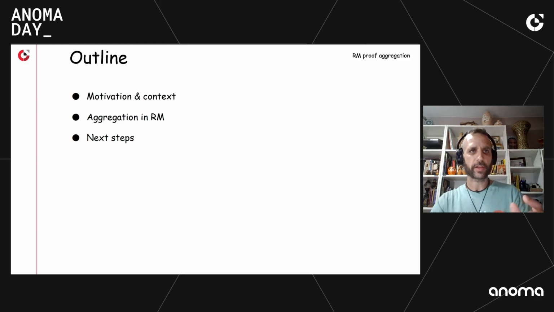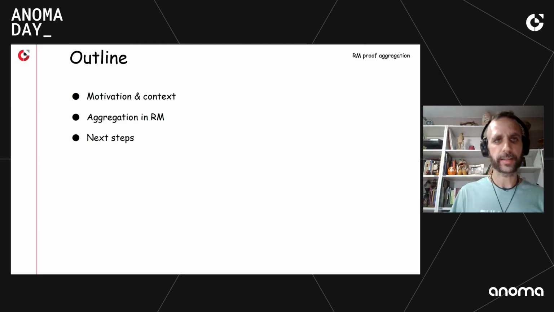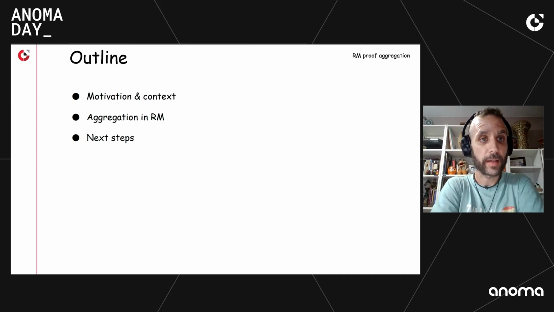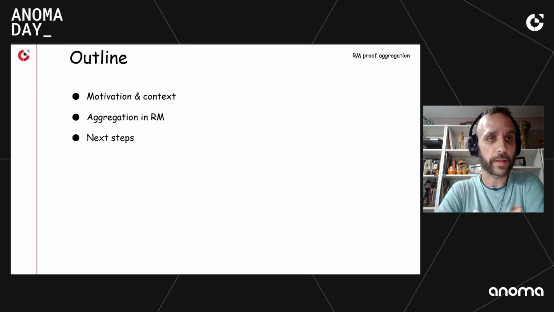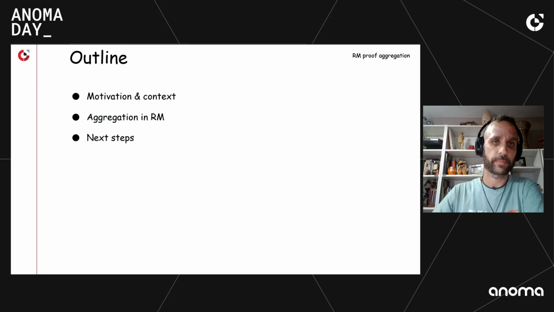So I was saying that this talk is about how to aggregate proofs in the resource machine. This is the outline of the talk. First, I will go through some motivation and context. Then I will explain how we can actually aggregate proofs in the Anoma Resource Machine, and then discuss some open questions and next steps.